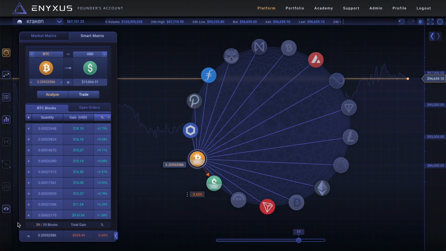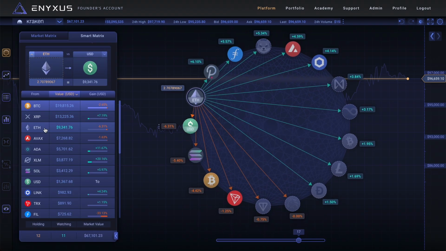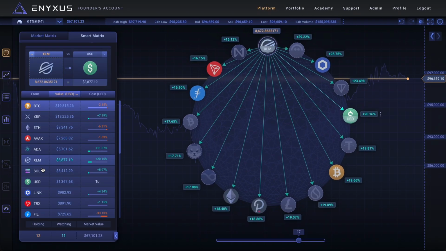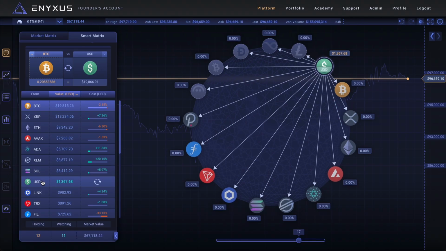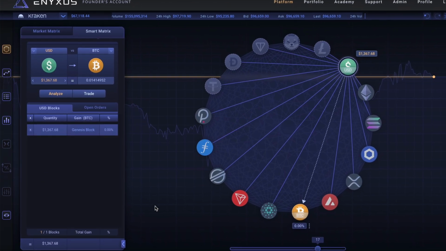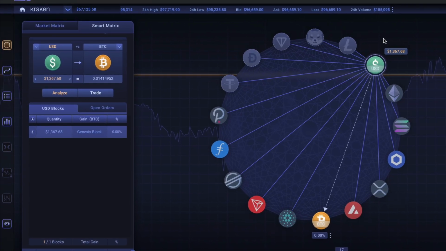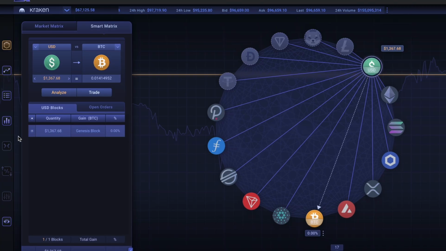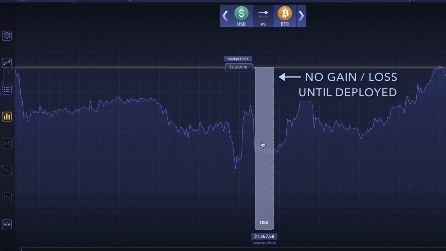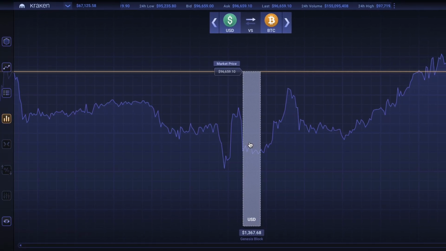By opening the asset list, clicking on the From side, and hovering over each of our assets, the matrix wheel gives us an instant preview of the percentage gains that each asset has against the others. Let's take a look at our USD block, which currently shows a gain of 0 across all assets. Unlike risk assets, which show a gain or loss from the start, fiat blocks only reflect gains or losses after being used to purchase risk assets and later sold back into fiat currency.